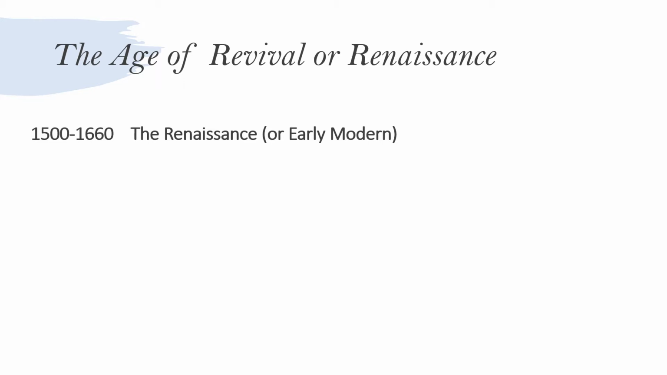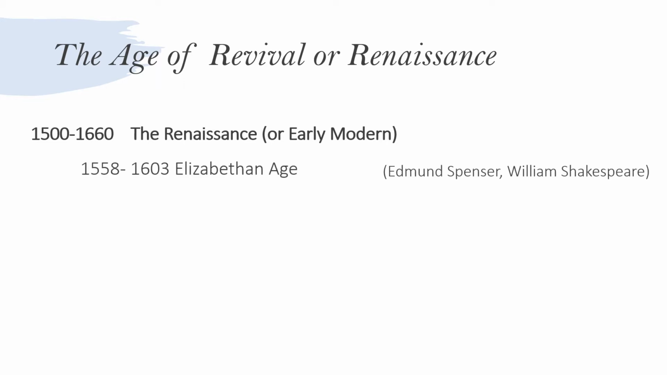So the Renaissance period can be divided into four. The first part is from 1558 to 1603. That is the Elizabethan age. So in your syllabus, there are two poets from this period, Edmund Spenser and William Shakespeare. They belong to the Elizabethan age.